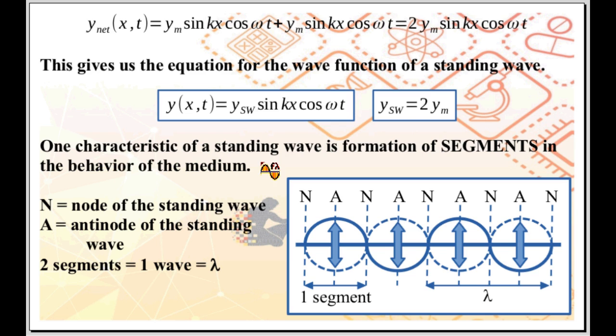One characteristic of a standing wave is the formation of segments in the resulting behavior of the medium. You have the medium, again, a series of points or line of points lying on the x-axis. If there is a standing wave in the medium, you will notice segments being formed in the medium. You have one segment, and then another segment, and another segment, and each segment is simply vibrating back and forth.